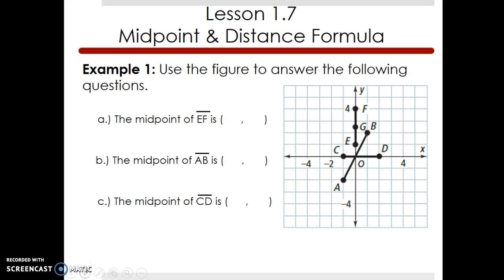So let's try this example. What's the midpoint of EF? So EF is here. It is 1, 2, 3, 3 units long. So if I'm going to cut 3 in half, it's going to be 1.5. So if you see, the midpoint is going to be G. It's 1.5 away from F and it's 1.5 away from E. So G is the midpoint, but let's write the point for it. So it is 0 is your X, 1, 2, 2.5.